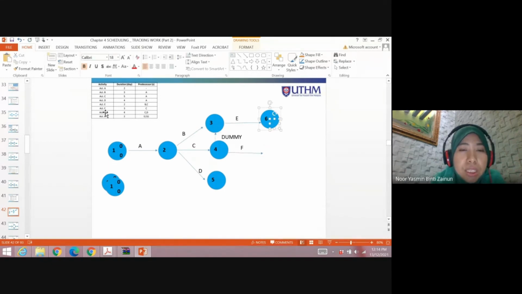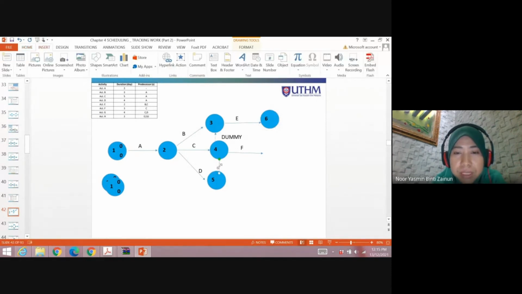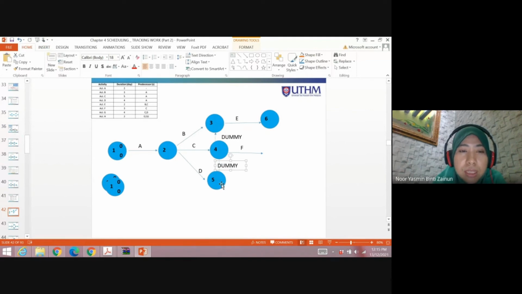After that, G, the predecessor is C and D. So you need to have an arrow down. After C and D finish, then G can start. So this is also a dummy. The activities are C and D, then G can start.